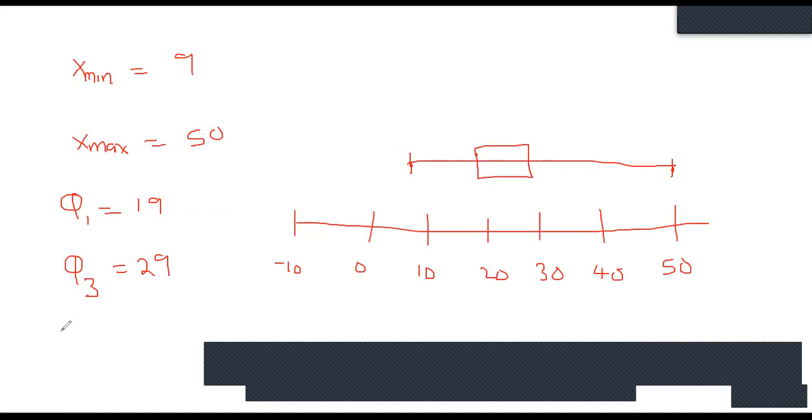And for instance, if your second quartile, which is the median, is 25. Second quartile is 25. So 25 is somewhere there. So this is 9, this is 19, this is 25, this is 29, this is 50. So you're able to tell the distance from here to here is a 6. The distance from here to here is a 4. So you can tell that this is skewed to the left.